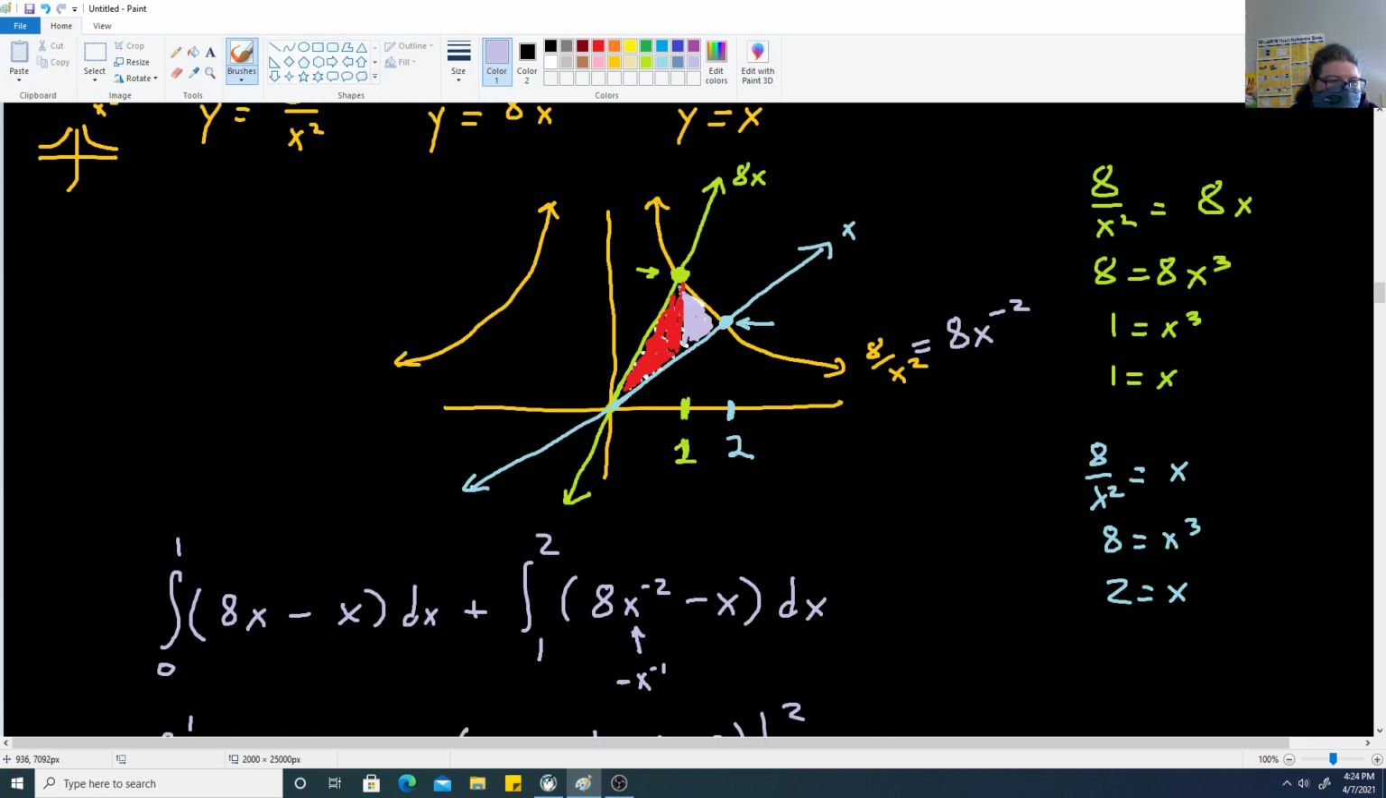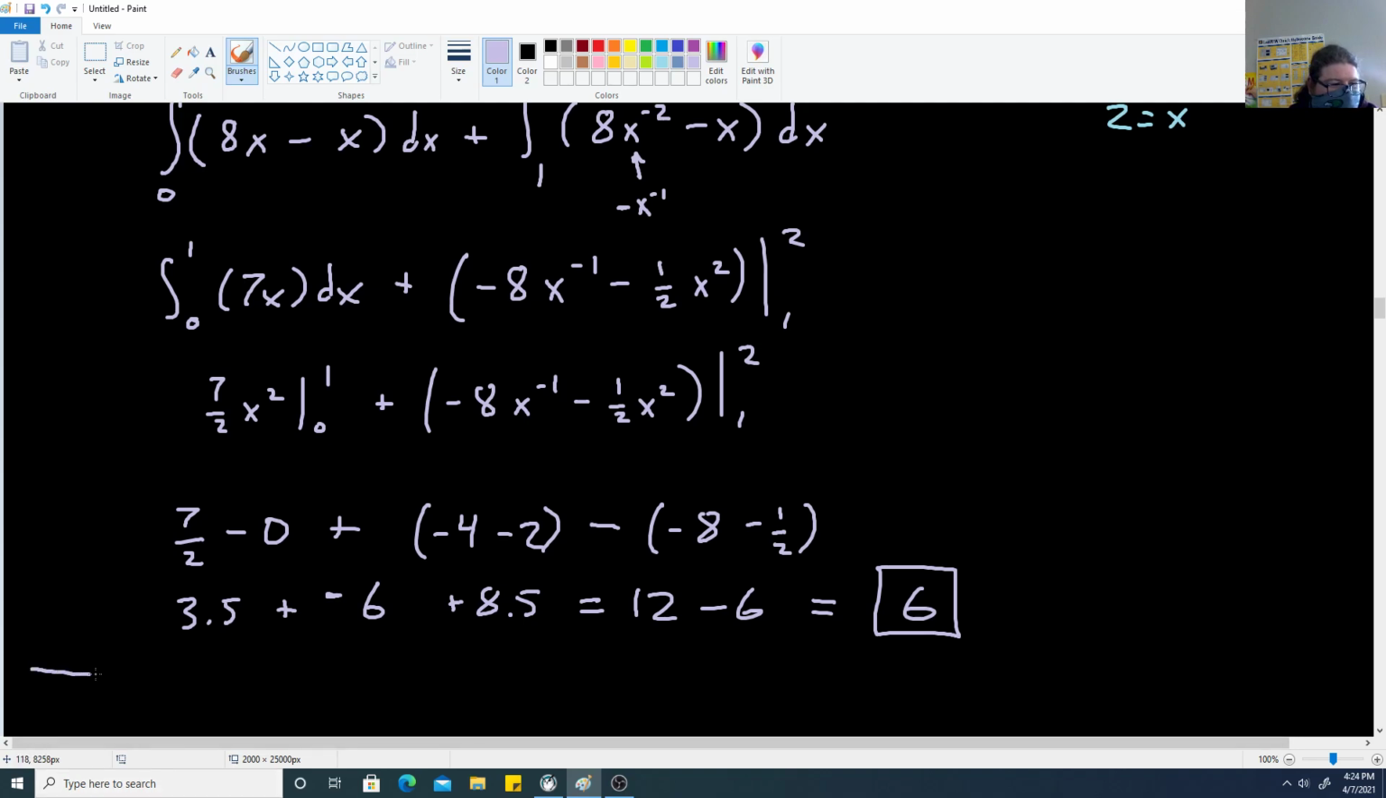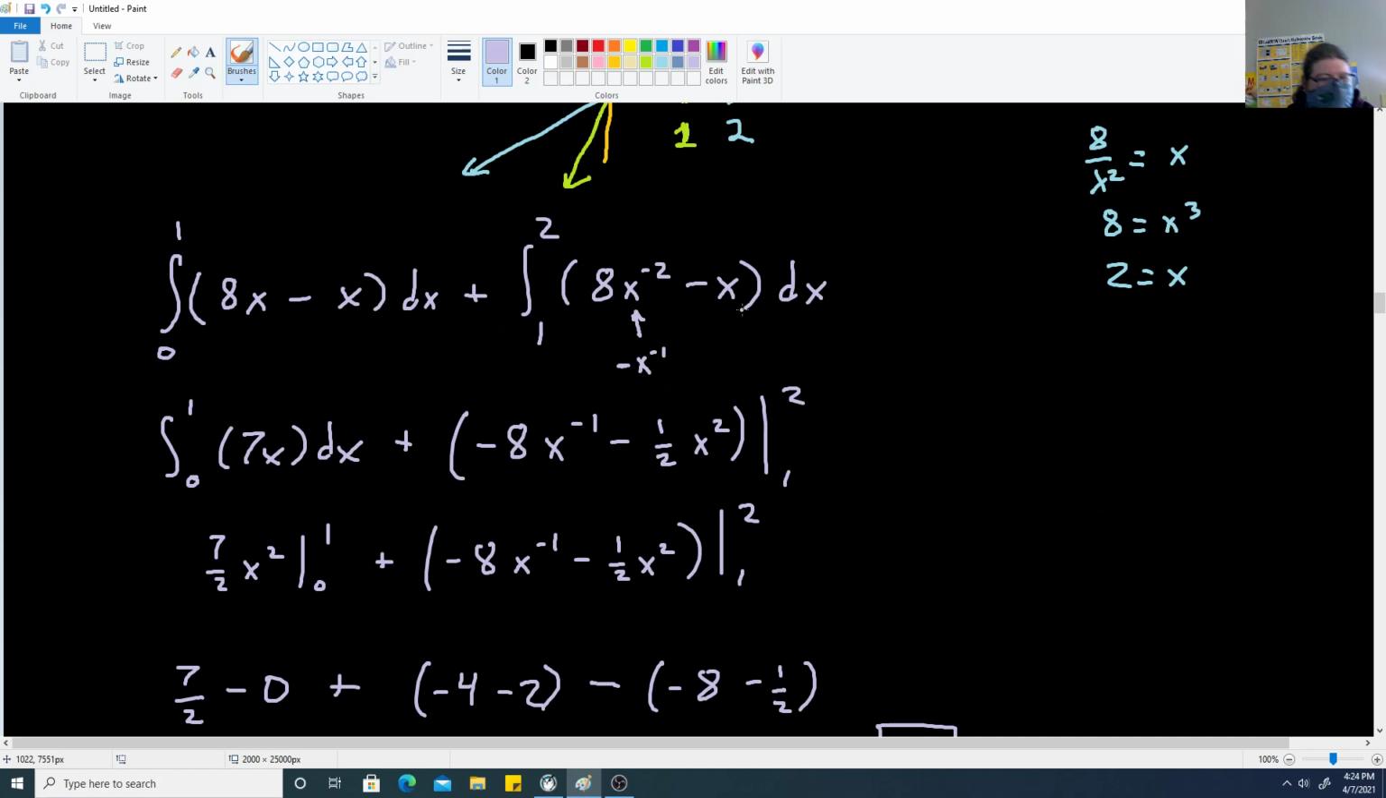Again, we had to split it up at this point here because the top function changed at that point. The bottom function stayed the same the whole time. So you had to swap who was on the top at the point x equals 1 in that situation.